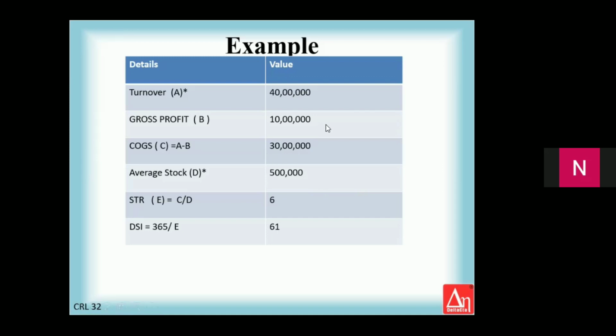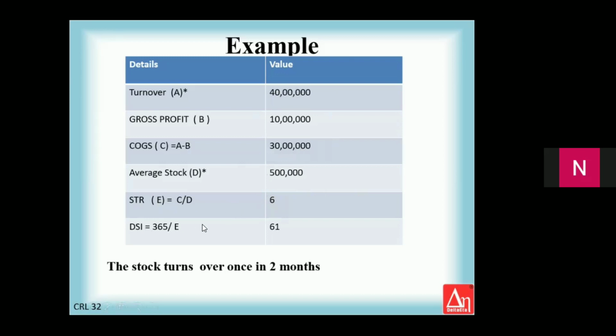To achieve an annual turnover of 40 lakhs, you are keeping an average stock of 5 lakhs in the organization throughout the year. So your STR works out to COGS divided by the average stock. 30 lakhs divided by 5 lakhs, which is 6. This number 6 is your STR.